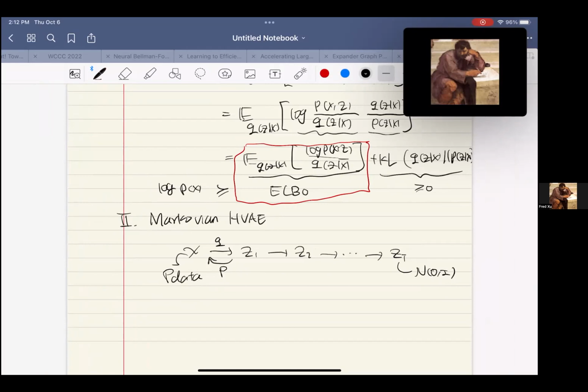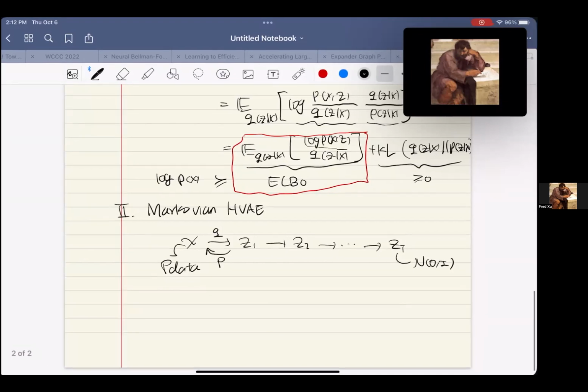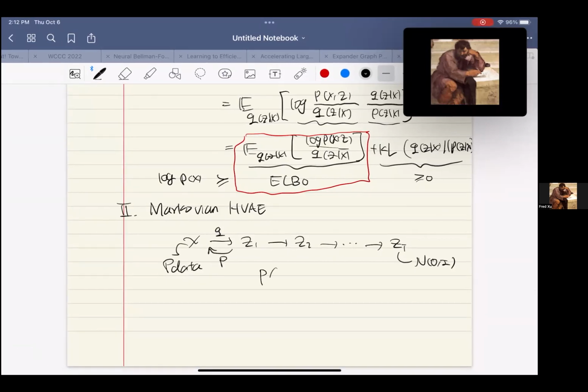First is the joint distribution of X and all the latent, and the second is the posterior distribution of the latent conditional on X. So in this case, it becomes P of X comma Z 1 to T. That's the joint distribution. So how do we write this? We can factorize it easily because this is a Markov chain.